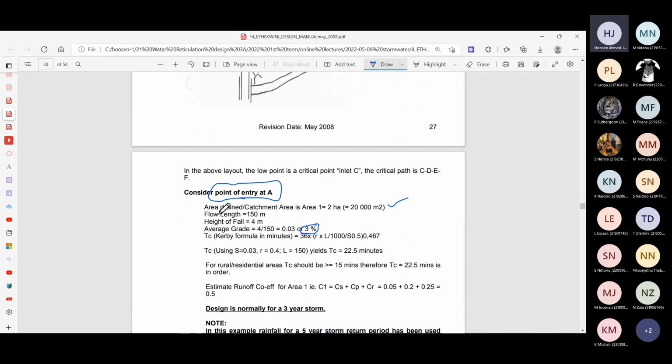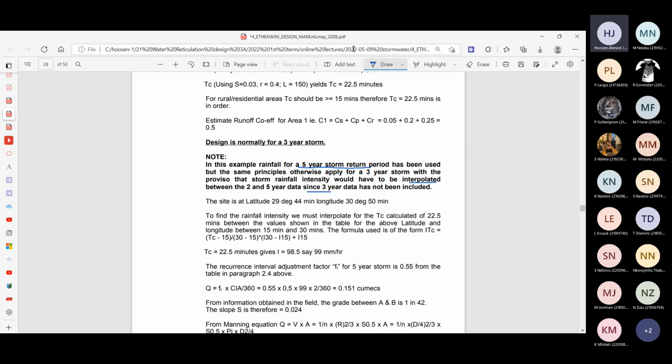So that is provided for you in this particular example. The site latitude and the site longitude are given to you. So you can see the latitude 2944 and the longitude 3050. Right. So maybe just make a note of those two values, because I'm going to have to unshare the screen and go to Excel and show you how we find the rainfall intensity for this particular place over here. Right. And the interpolation for you is done.